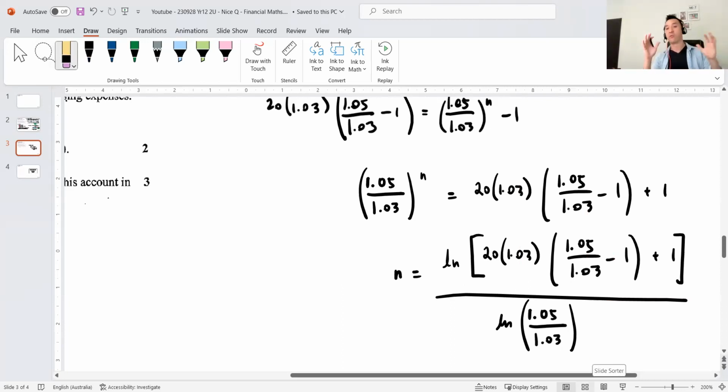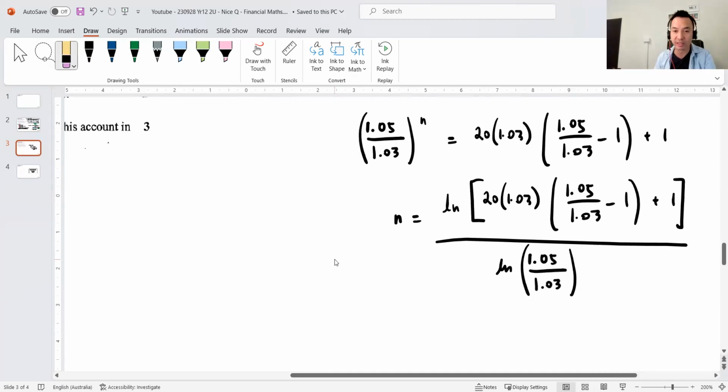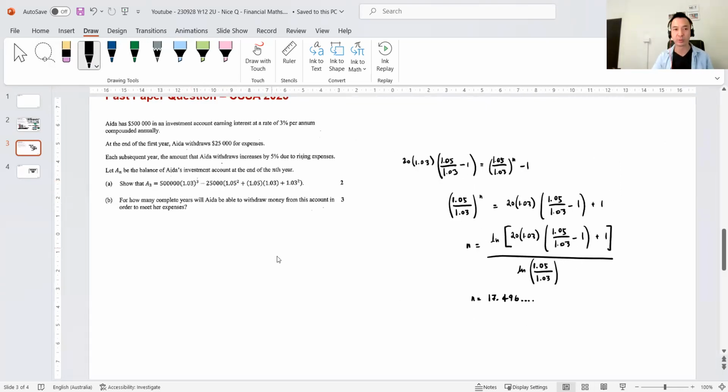So punch it in the calculator. Let's see where that gets us, and then we'll answer the question. I believe if you punch that correctly, 17.496. Yeah, check that. Whenever it's a decimal, answer the question. For how many complete years will Ada be able to withdraw money from the account? She can withdraw for 17 years because on the 18th year, she would have run out of money. So therefore, the answer is 17 years.